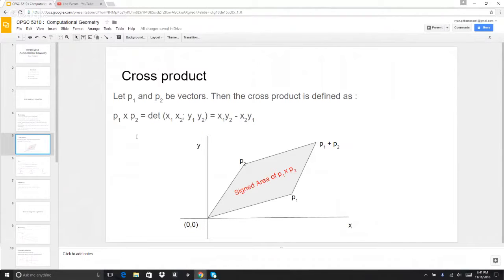The cross product. So let P1 and P2 be vectors. Again, to review, from the origin, the directed segment from origin to P1 and origin to P2 would be vectors, and that fits the definition as described previously. Now, the cross product is defined as, this X is really a cross product symbol, the determinant x1, x2, y1, y2, or simply put, x1 times y2 minus x2 times y1.